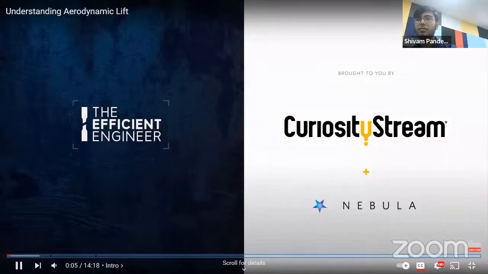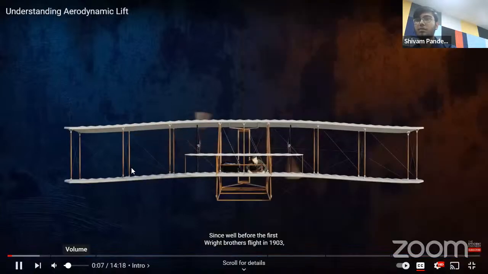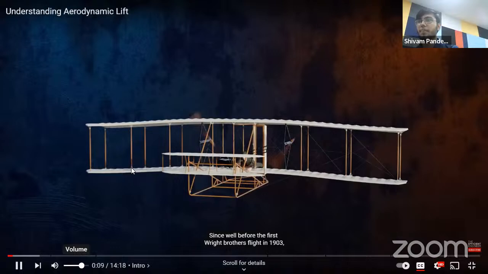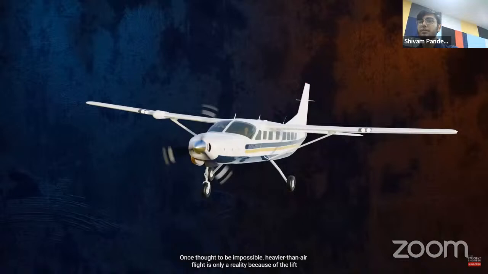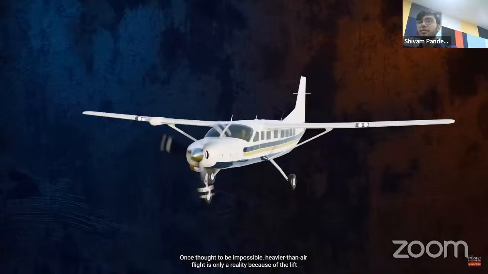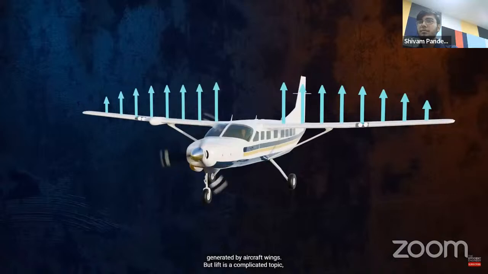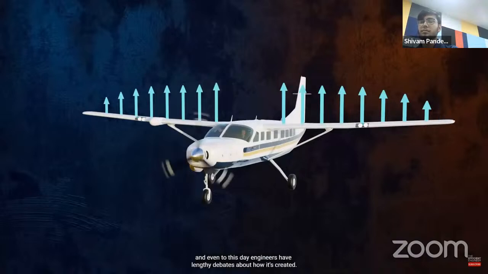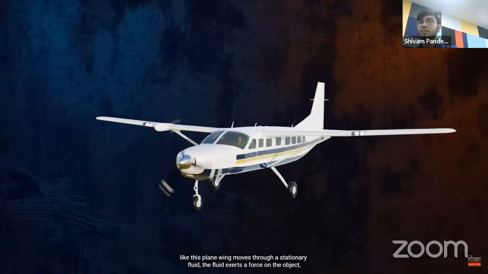Since well before the first Wright brothers flight in 1903, and all the way to the present day, mankind has been fascinated by taking to the skies. Once thought to be impossible, heavier than air flight is only a reality because of the lift generated by aircraft wings. But lift is a complicated topic, and even to this day, engineers have lengthy debates about how it's created. So what exactly is lift?